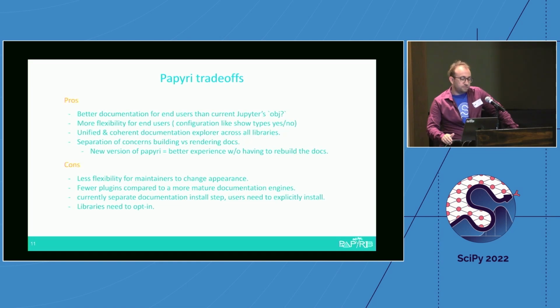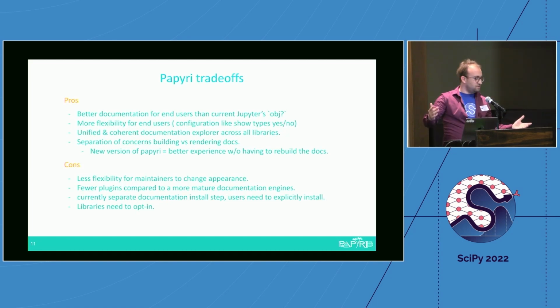So Papyri trade-offs. You have better documentation for end users and current object. You have more flexibility for end users and more unified, coherent documentation. And there is separation of concerns between building and rendering. So it means that you, as a maintainer, if you have a small library, you can build with Papyri. If it works, you don't have to worry about how it looks because someone else is going to write a renderer. So it basically splits the problem in half, and you can focus on your area of expertise.